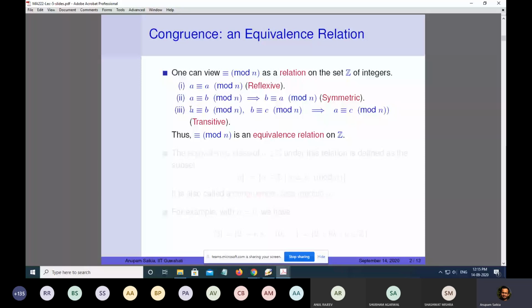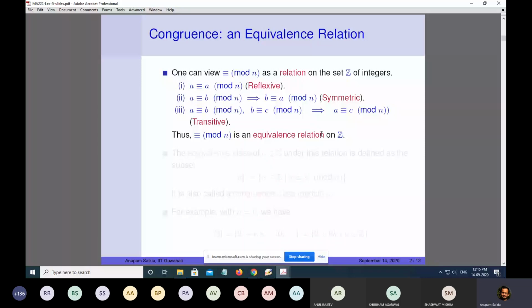Okay. So if n divides two integers, it also divides their sum. So if a minus b is divisible by n and b minus c is divisible by n, their sum a minus c is also divisible by n. That's what it says. And if a relation satisfies all three properties, reflexive, symmetric, and transitive, it is called an equivalence relation. So in other words, congruence modulo n is an equivalence relation.